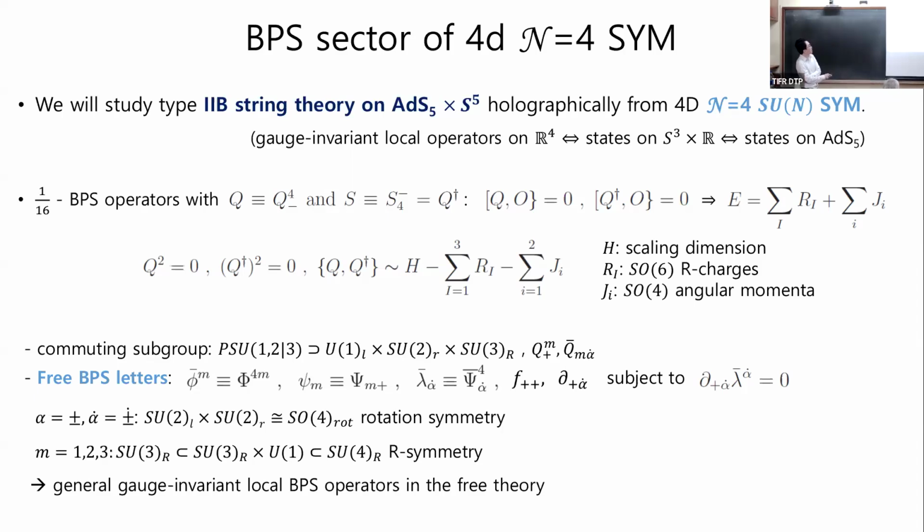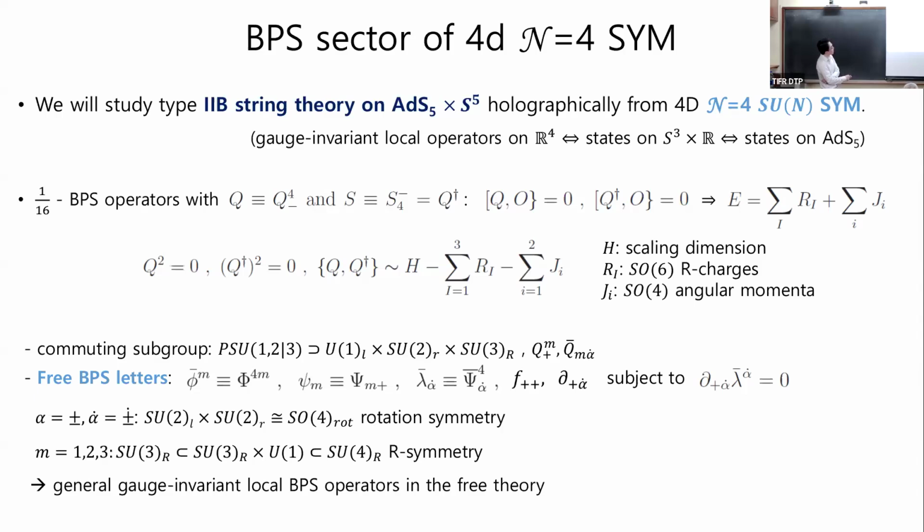Then, since we pick certain supercharges, you can consider some commuting subgroup. In the full superconformal group, which is given by SU(1,2|3), you have some generators inside of this group. And in the free theory, you can write down the elementary fields which are annihilated by these supercharges.